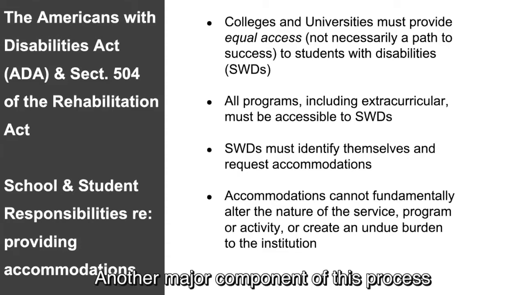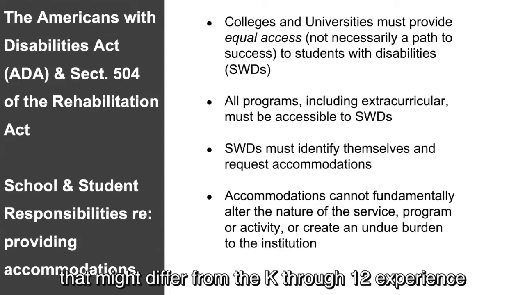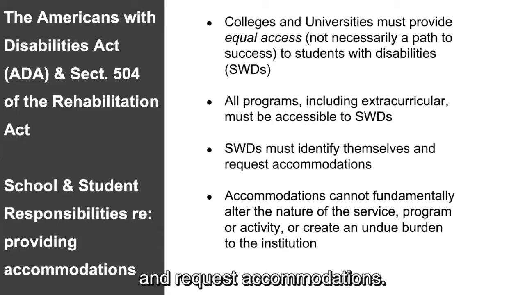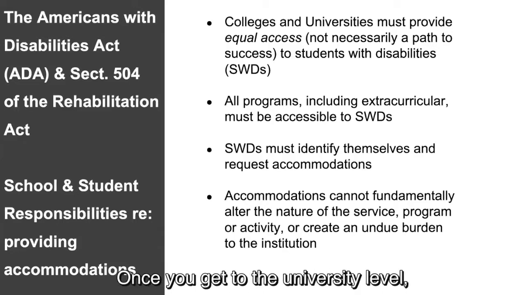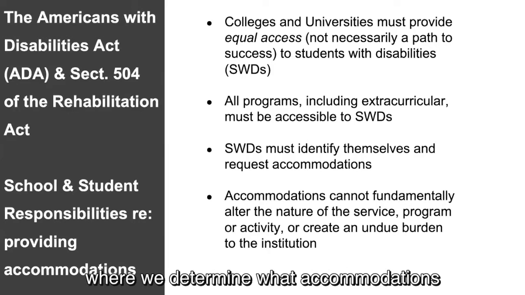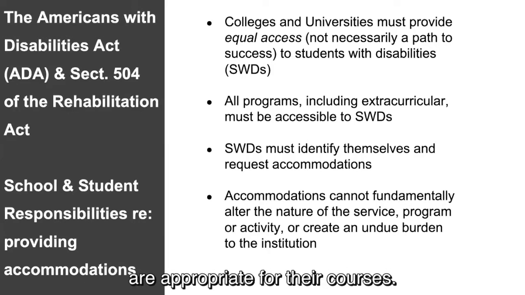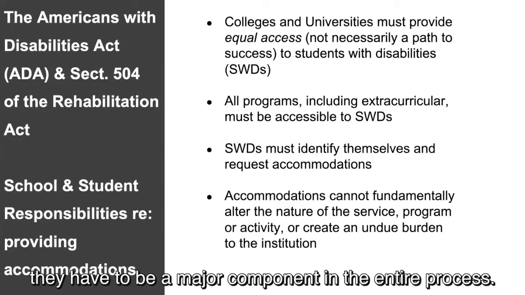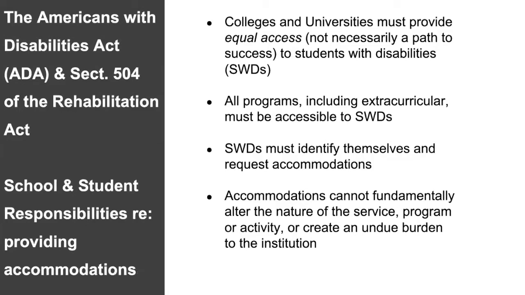Another major component of this process that might differ from the K through 12 experience is that students must identify themselves and request accommodations. Once you get to the university level, students are required to be part of the interactive process where we determine what accommodations are appropriate for their courses. Decisions about accommodations can't be made without the input from the student. They have to be a major component in the entire process.